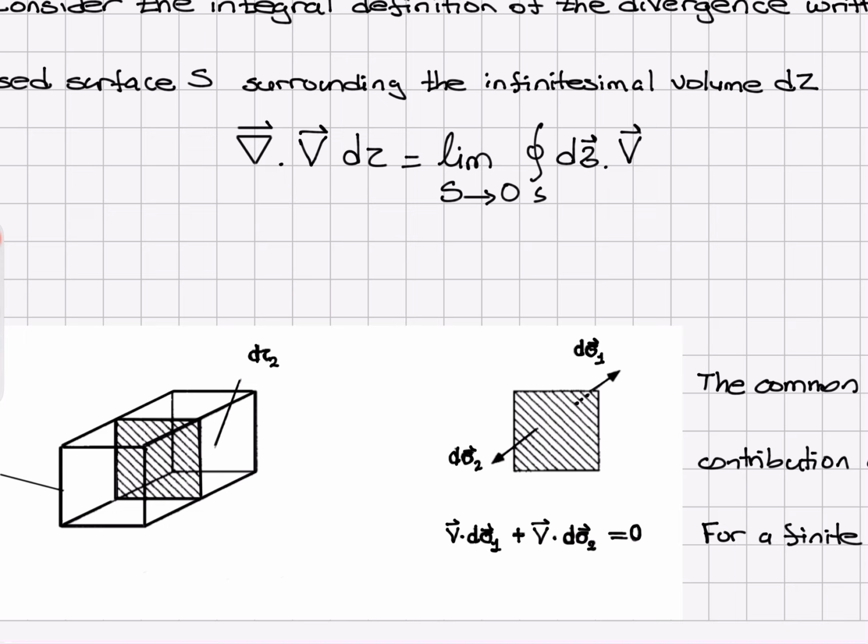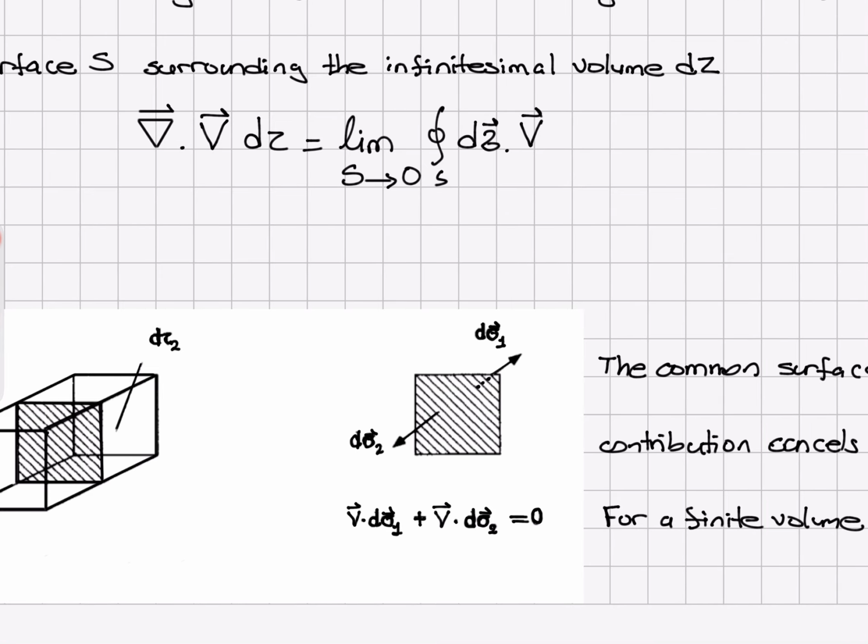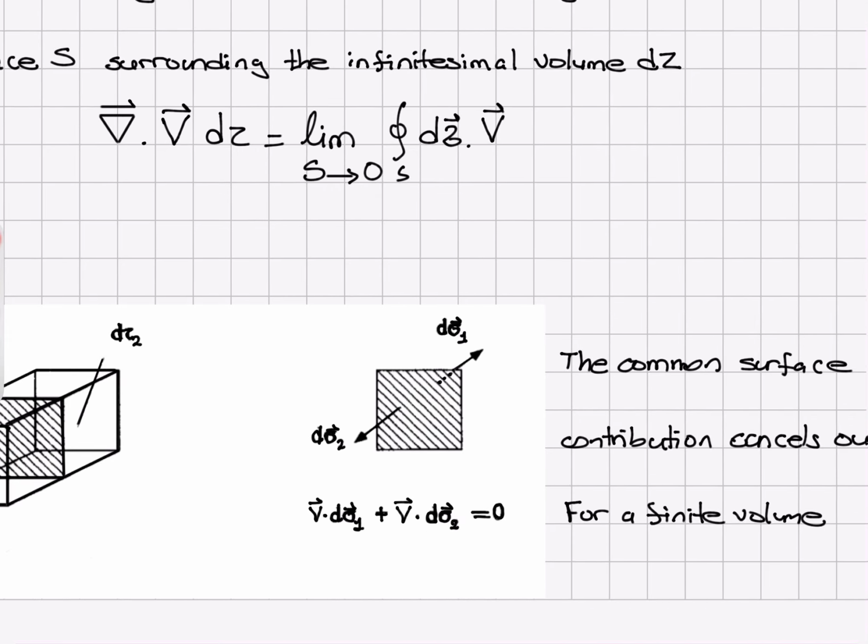And if I consider the dot products d sigma dot v for these two, v dot d sigma 1 plus v dot d sigma 2 will be equal to 0. Why? Because d sigma 1 and d sigma 2 point in opposite directions, so these vectors are basically collinear but pointing in opposite directions. The dot products will add up to 0. The common surface contribution cancels out.